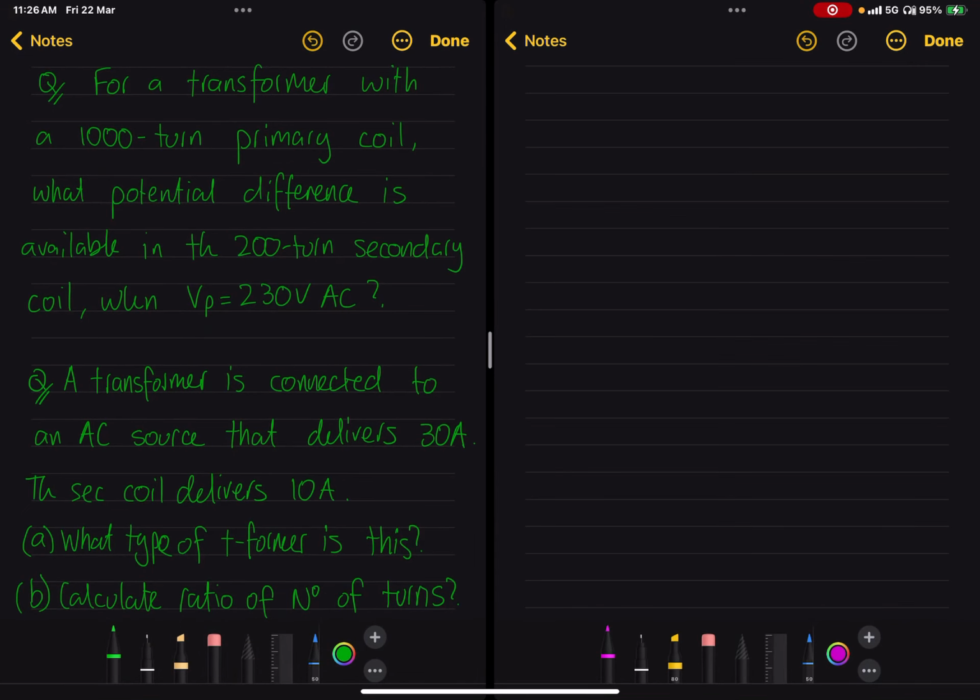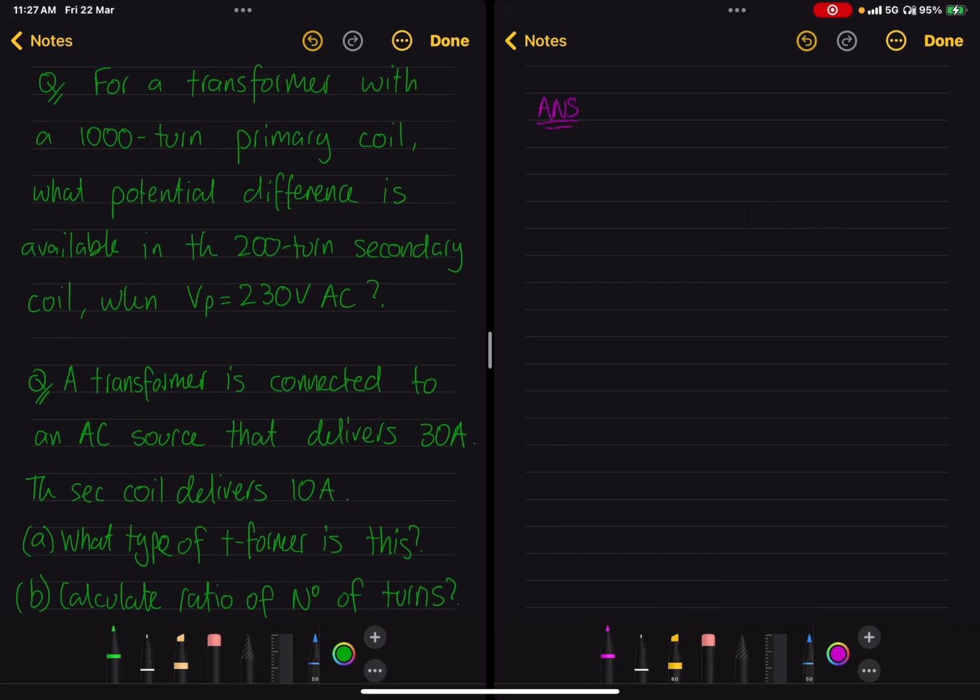Okay, so let's take a look at some more questions. So the first one here, we have for a transformer with a 1000 turn primary coil, what potential difference is available in the 200 turn secondary coil when the primary voltage is 230 volts AC? Okay, so we're going to draw a picture of our transformer.